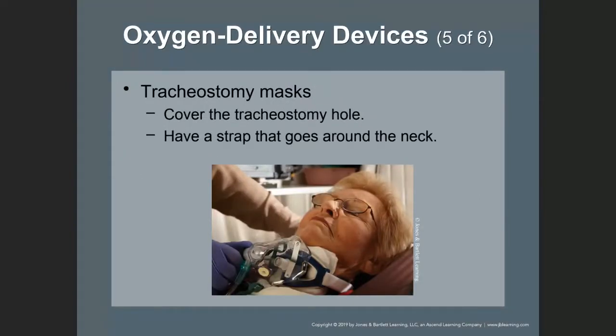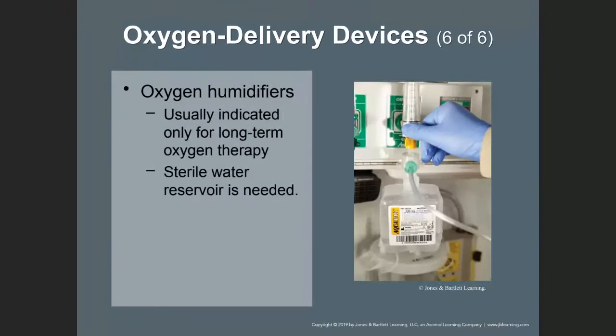Tracheostomy masks cover the tracheostomy hole and have a strap that goes around the neck. Oxygen humidifiers are usually indicated only for long-term oxygen therapy. So if a patient requires oxygen therapy for an extended period of time, then it should be humidified. If the patient has any signs and symptoms of airway burns, oxygen provided should be humidified.